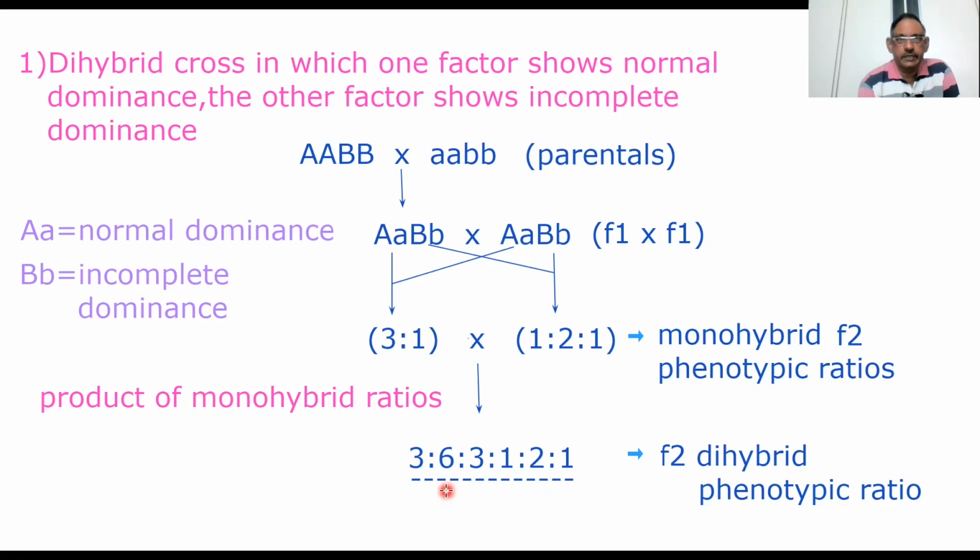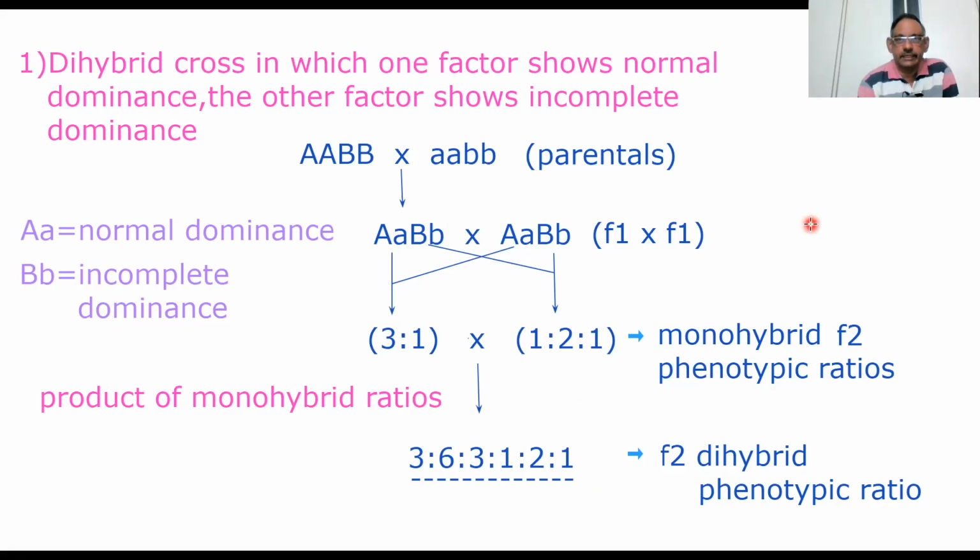Therefore, in a dihybrid cross in which one factor shows normal dominance and the other factor shows incomplete dominance, we end up with a ratio that is 3:6:3:1:2:1, not the 9:3:3:1. This is one deviation from Mendel's dihybrid cross ratio of 9:3:3:1. And we will switch over to the next question, which also constitutes a deviation from 9:3:3:1 ratio.